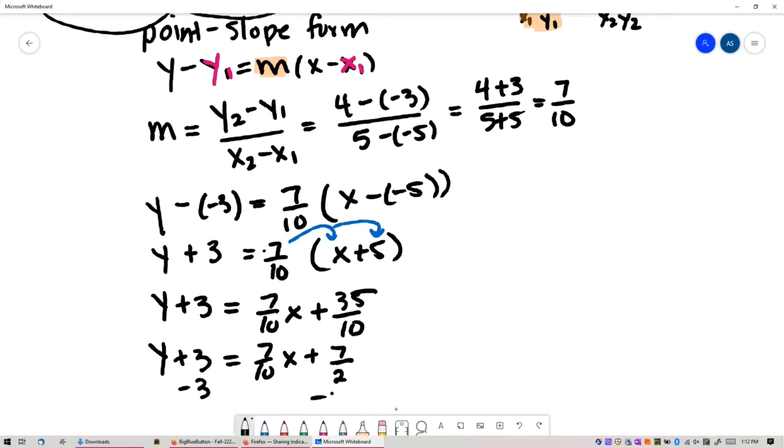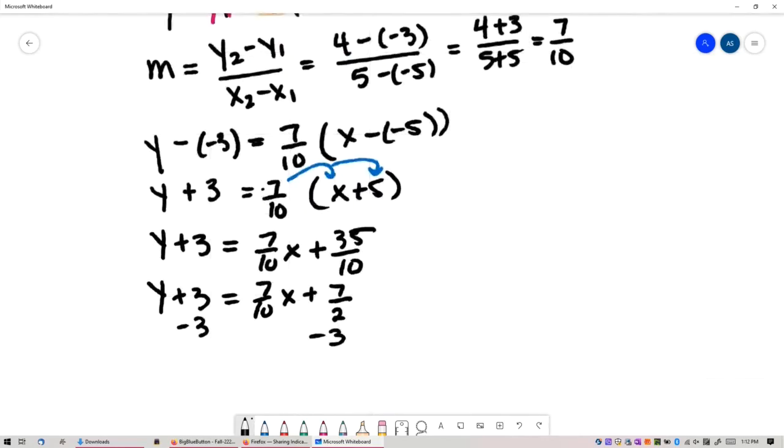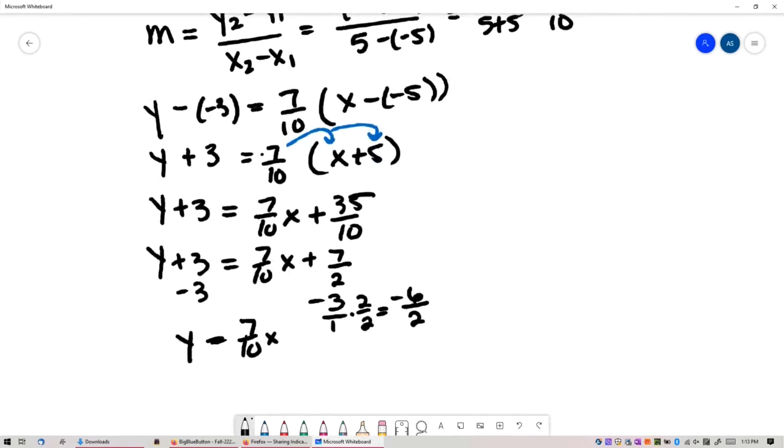And we'll subtract 3. We have y equals 7/10 x plus 7/2 minus 3. We need a common denominator to combine those together, so I'm going to multiply by 2 over 2. That's negative 6 over 2. And 7 over 2 minus 6 over 2 is 1/2. We have y equals 7/10 x plus 1/2.